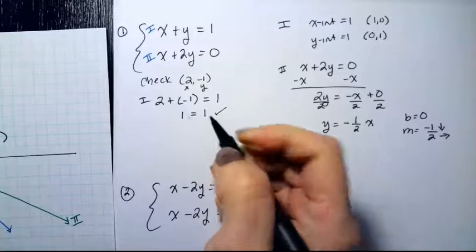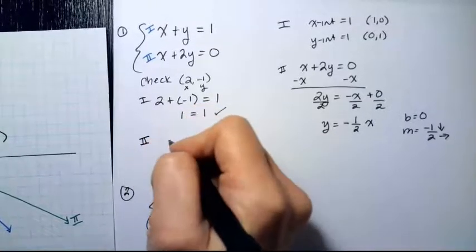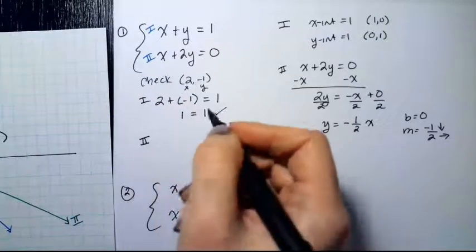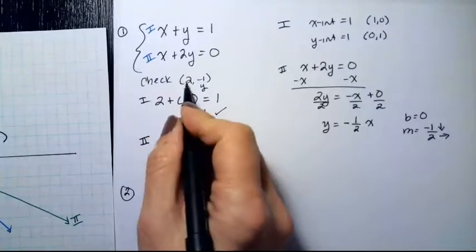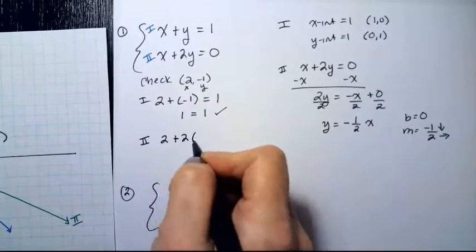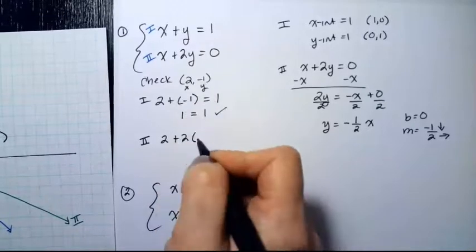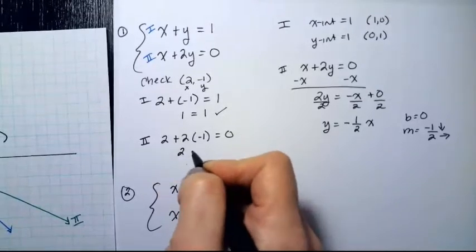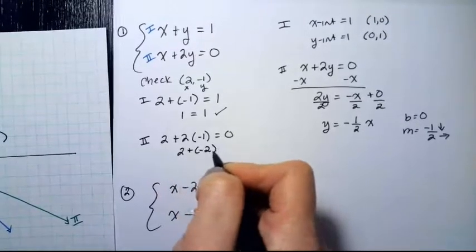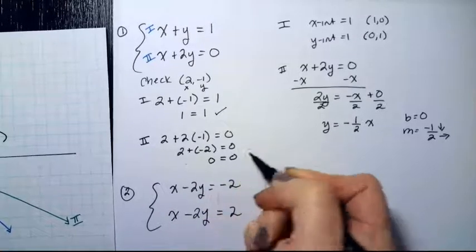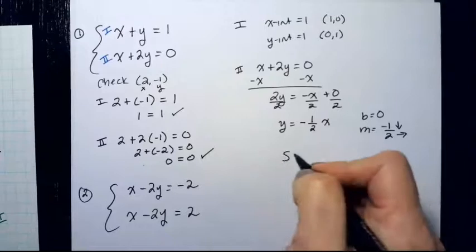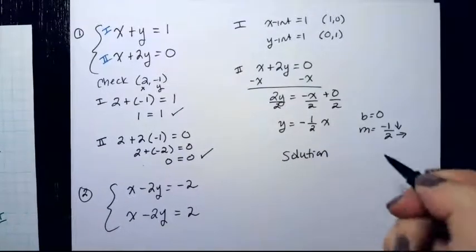So it works for the first equation, but it's only a solution if it works for the second one as well. My second equation, x plus 2y equals 0. So the x is 2. x plus 2y, my y is -1. Is that equal to 0? 2 times -1 is -2. So this is 2 plus -2, or 2 minus 2, which is 0. So it does work for both equations, which means the solution to this system is the point 2, -1.